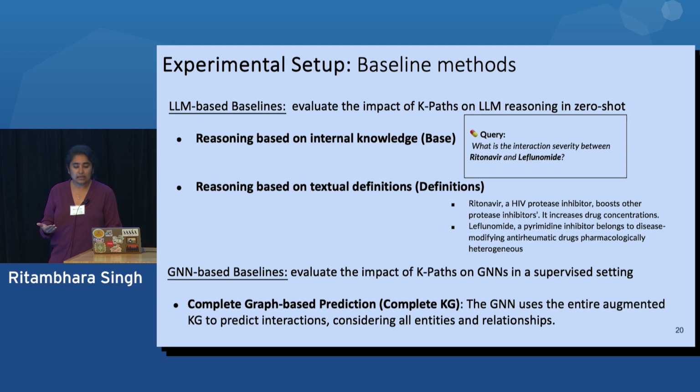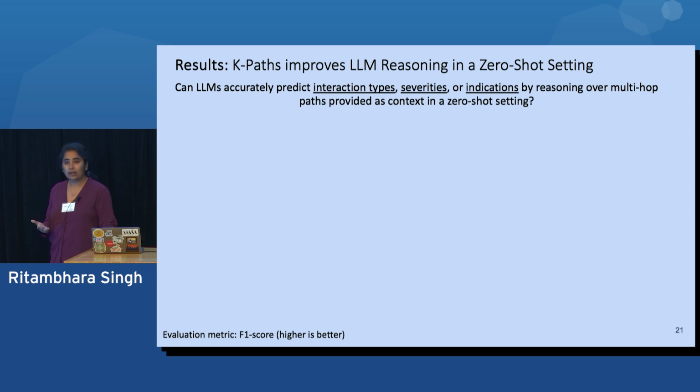For the supervised task, we basically wanted to see what the computational efficiency of training on our subgraphs is. So we compared it with the state-of-the-art GNN models trained on the complete knowledge graph that we have. First, let's look at the results for the zero-shot setting.